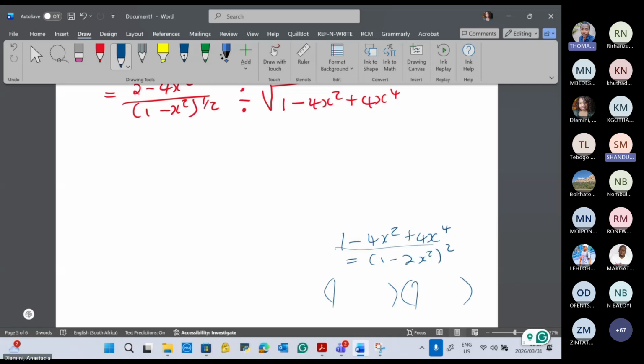I will look at 4x to the power 4, and then I'll look at the number that when multiplied will give me that number. And that number, if added or subtracted, must give me the middle number. Well done. And that will be minus 2x squared, and then it will also be minus 2x squared. Well done. Did you understand how he did it? Yes, ma'am, we got it.